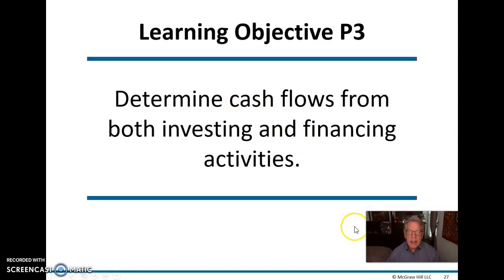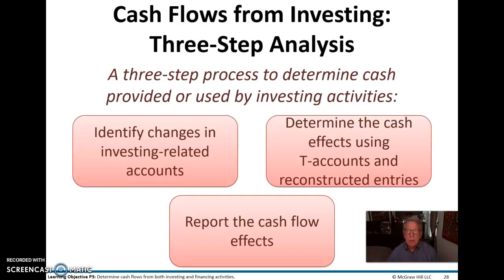Okay, let's take a look at cash flows from investing and financing activities. These are, I think, fairly self-evident, but hopefully it takes a little bit more analytical work to do this. It's a three-step process to determine cash provided or used by investing activities. Here we're going to identify the changes in investing related accounts, determine the cash effects using the T accounts and reconstructed entries, and report the cash flow effects.